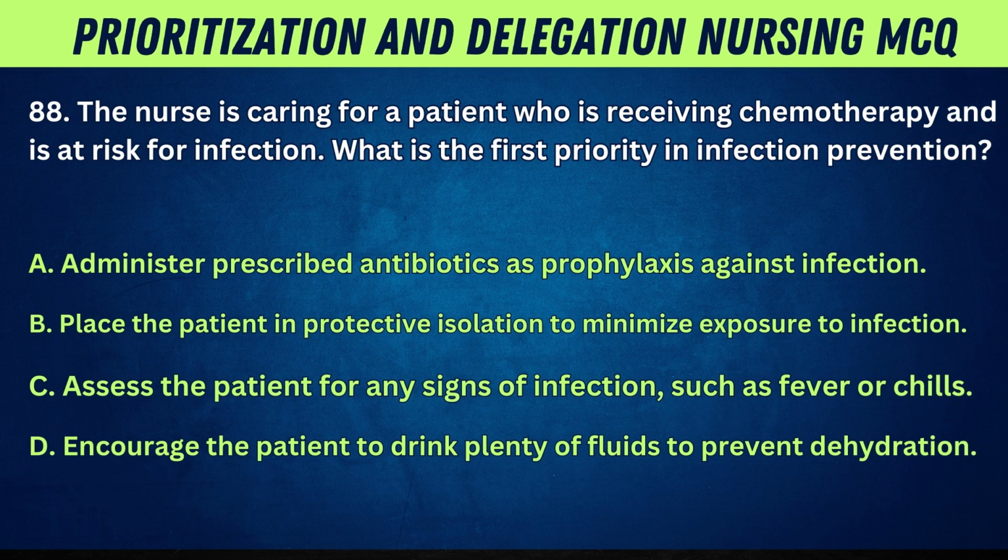88. The nurse is caring for a patient who is receiving chemotherapy and is at risk for infection. What is the first priority in infection prevention? A. Administer prescribed antibiotics as prophylaxis against infection. B. Place the patient in protective isolation to minimize exposure to infection. C. Assess the patient for any signs of infection, such as fever or chills. D. Encourage the patient to drink plenty of fluids to prevent dehydration.